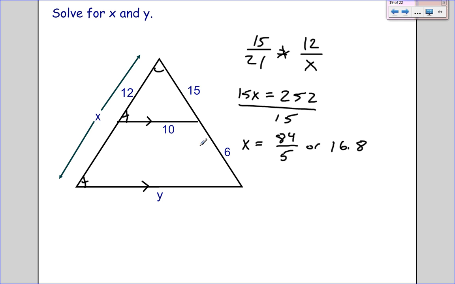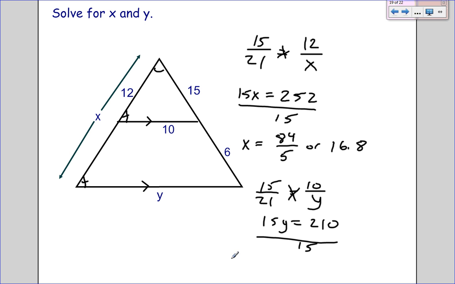Now let's check y. We can still start with our 15 over 21, and set that equal to 10 over y. So this problem's not too complicated in that sense. So 15y equals 210. We divide by 15, and that makes y equal 14. Yeah, 14 right there. So hopefully you got that right and that problem made sense. Just once again, be careful that you don't do 15 over 6. So that's 15 over the whole side being 21.